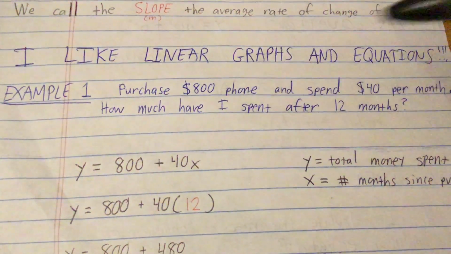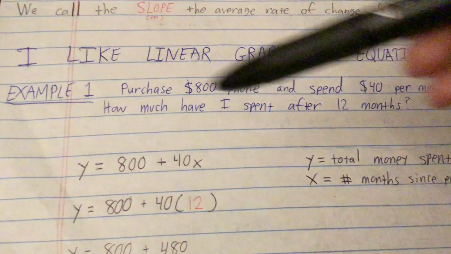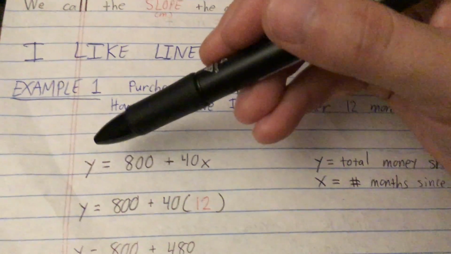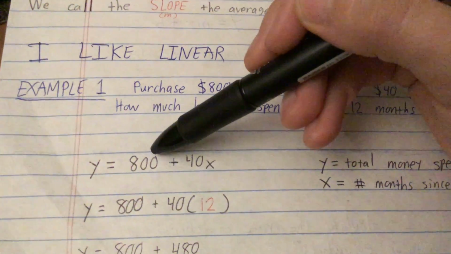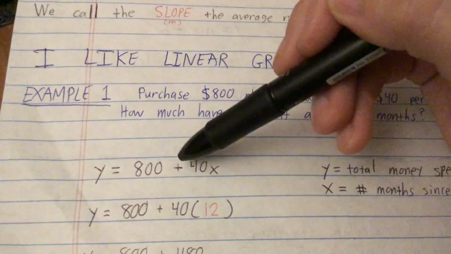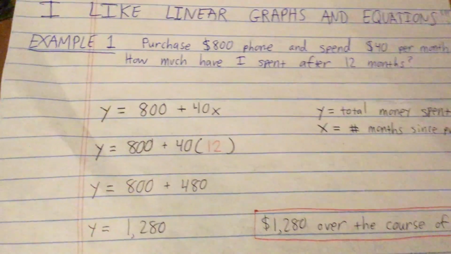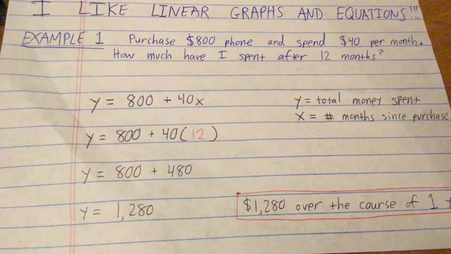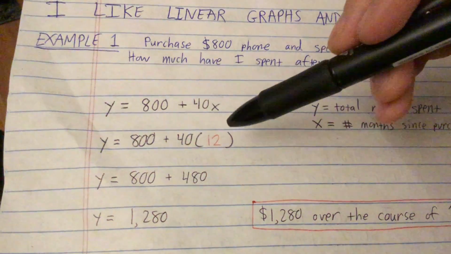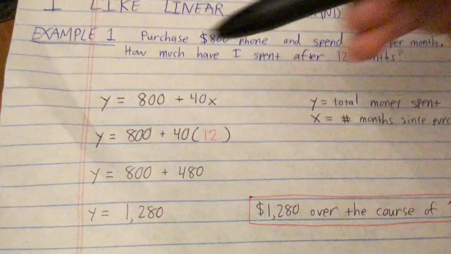So if it's an $800 phone and I spend $40 per month, I can calculate the total amount by saying I spend $800 on the phone itself plus $40 per month, x. How much money have I spent after 12 months? Well, it's easy to figure out. It's easy to predict the future.